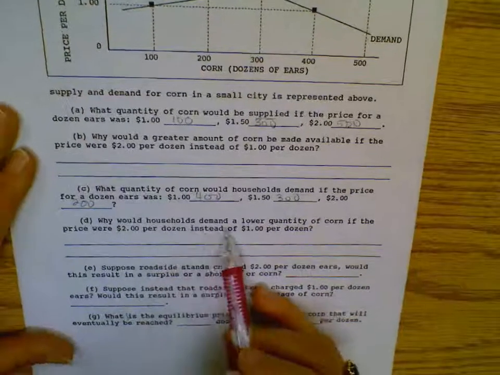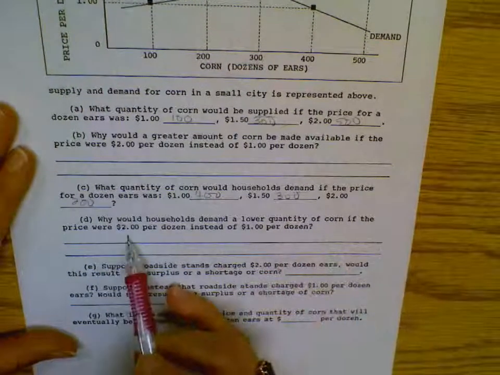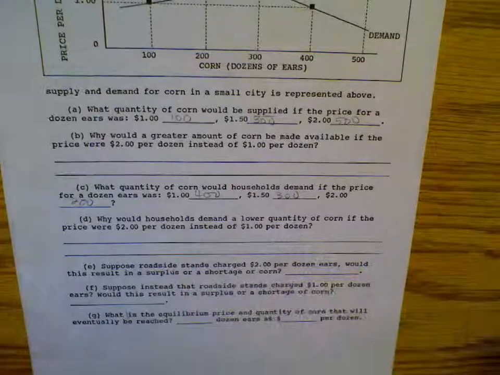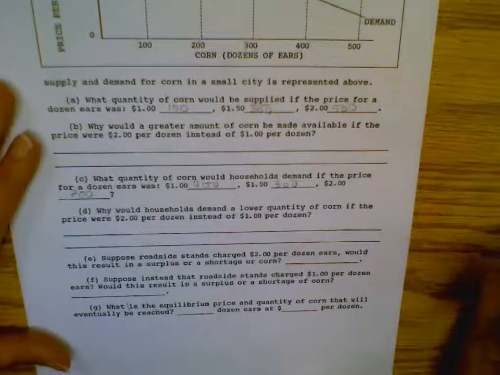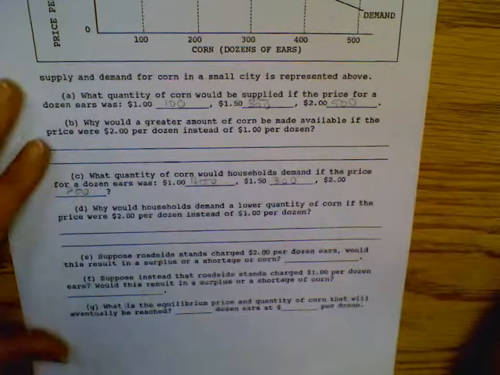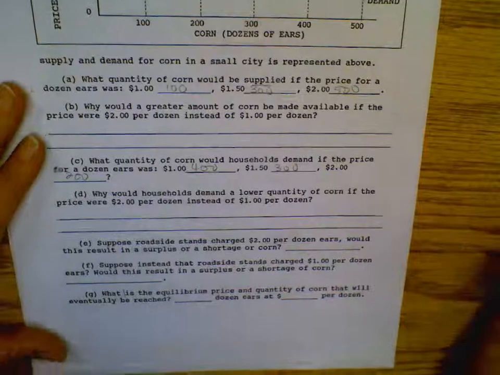So why would households demand a lower quantity of corn if the price were $2 per dozen? And we've got those same reasons. There's the substitution effect, the income effect, and the law of diminishing marginal utility. So we've done those before.